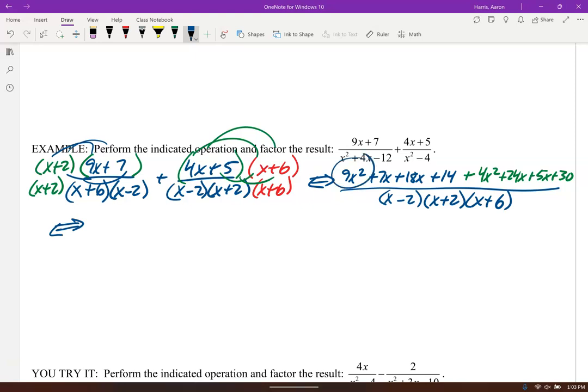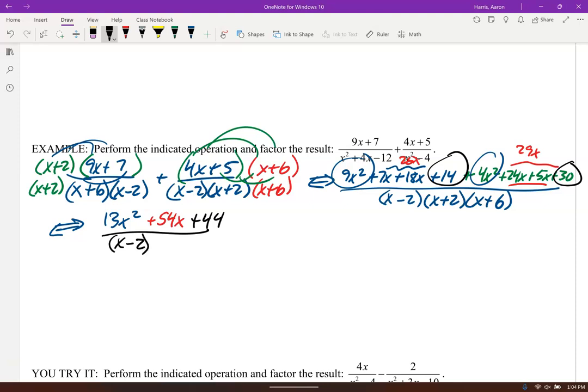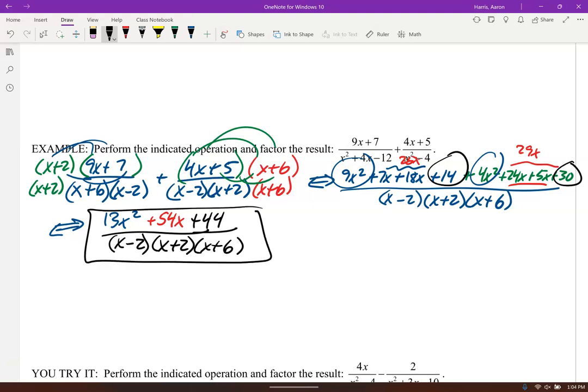So let's see, we got 9x squared, 4x squared, I got 13x squared. And then I got, let's see, 7x and 18x. That's 25x. And these two give me 29x. So what's that, 54x? And then I got 14 and 30, so I got 44. This is all over this common denominator. And that's actually as far as we can get on this one.